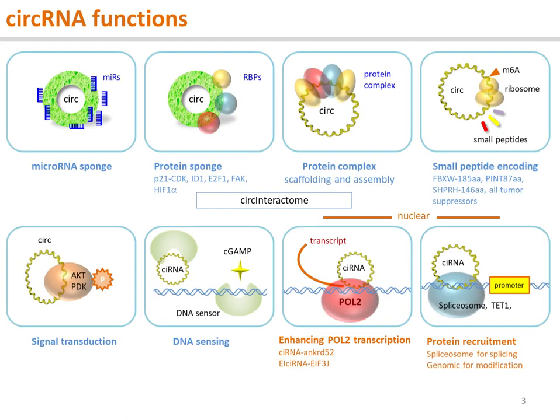Many functions have been discovered for circular RNAs. Circular RNAs are well known for their microRNA binding capability as microRNA sponges to regulate RNA-induced silencing complex mediated gene regulation. Likewise, circular RNAs can bind RNA binding proteins as RBP sponges.